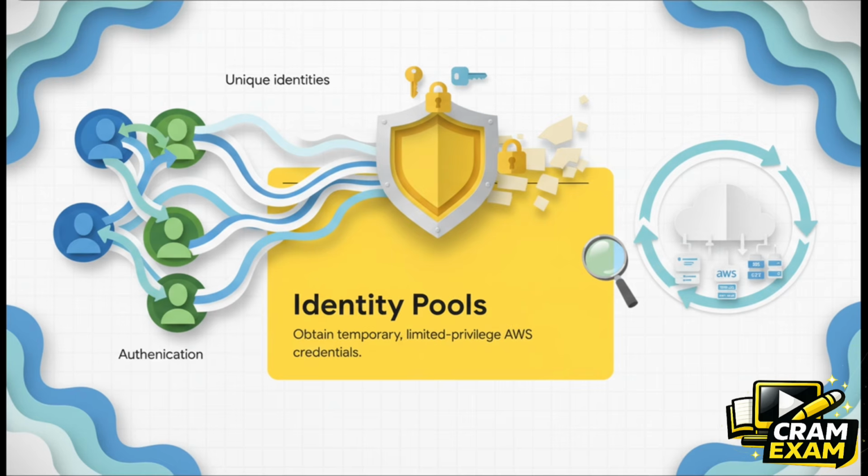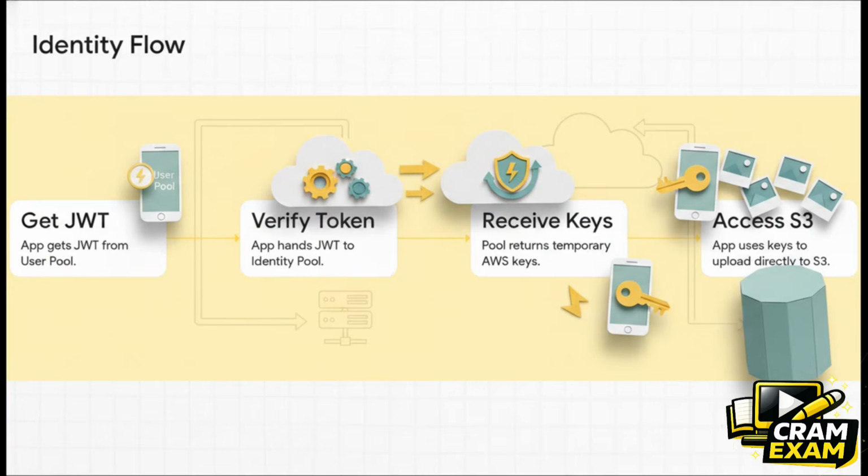Identity pools enable you to create unique identities for your users and authenticate them with identity providers. Once you have that identity, the identity pool allows you to obtain temporary, limited-privilege AWS credentials so your app can actually access other AWS services safely. Let's walk through this exact architectural flow step by step. Step 1. Your mobile application gets that JWT token from the user pool after a successful login. Step 2. It walks over to the identity pool and essentially says, hey, here's cryptographic proof of who my user is. Step 3.